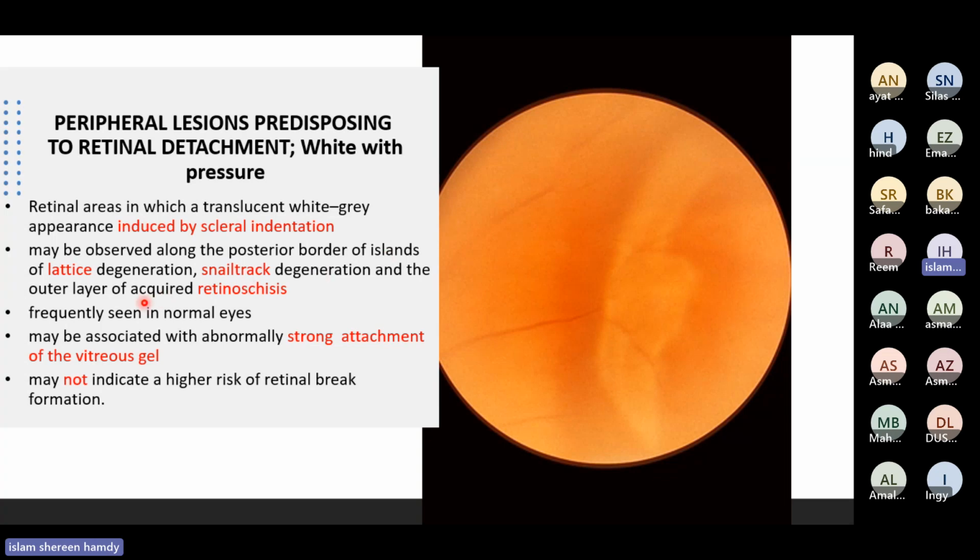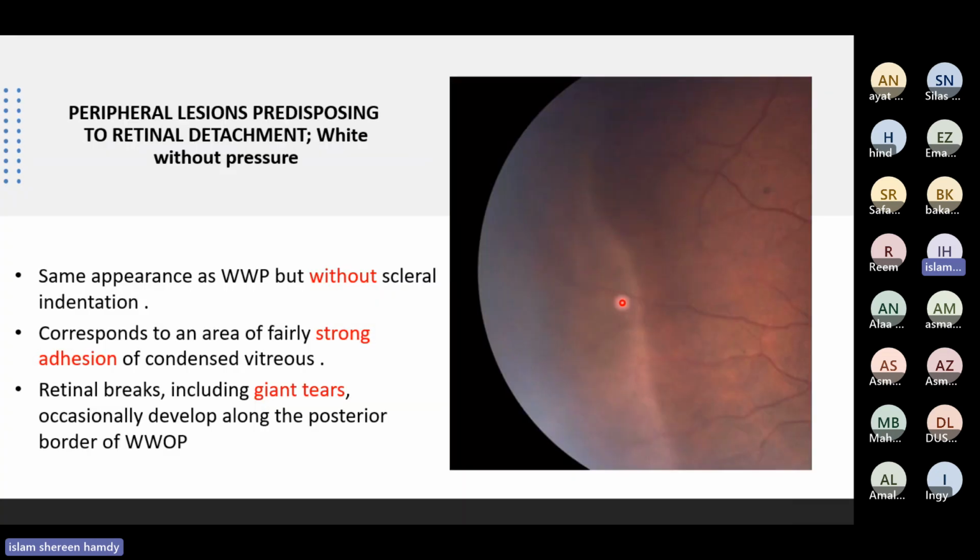So it's common to find it at the posterior border of the areas of lattice or the areas of snail tracks, and the main problem is that there is strong adhesion between the vitreous and the edges of the white without pressure. So when the vitreous is detaching, it will cause a tear at the area of the white with pressure or the white without pressure. It's important, as we will see later on, the white without pressure is very similar, but it's easily seen without indentation. And again, the main problem is that the vitreous is strongly adherent to that part.